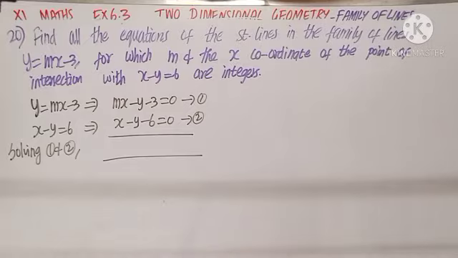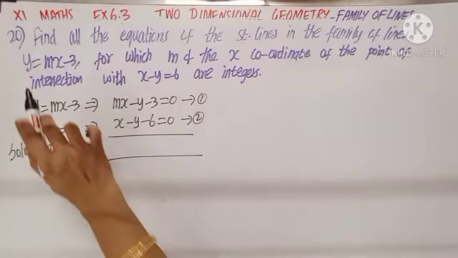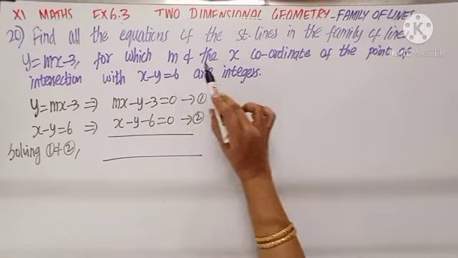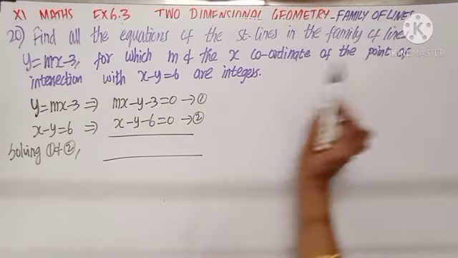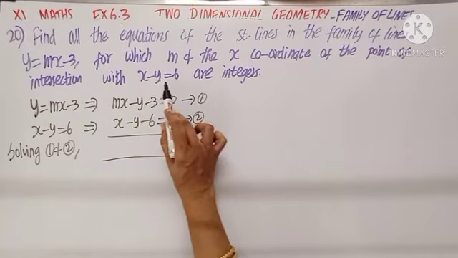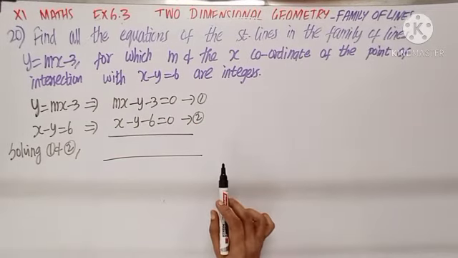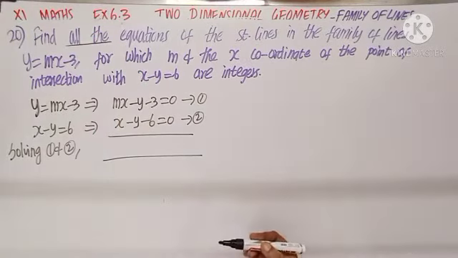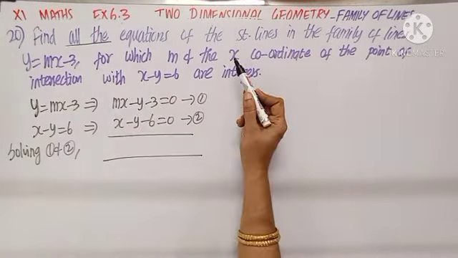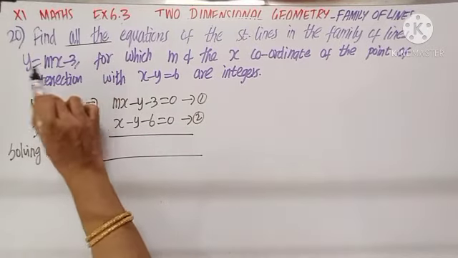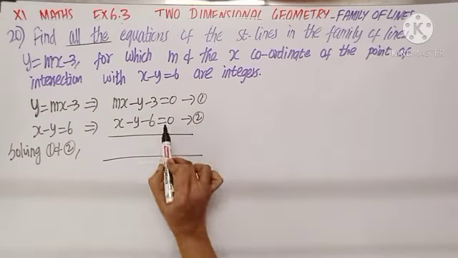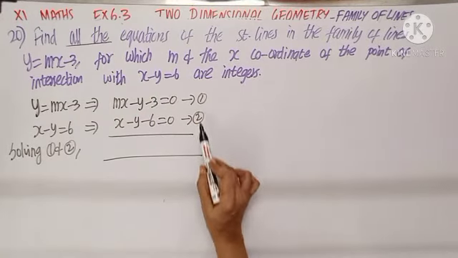Question number 20. Find all the equations of the straight lines in the family of lines y equals mx minus 3, for which m and the x coordinate of the point of intersection with x minus y equals 6 are integers. Notice the condition. We need all the equations. The given two lines, let us rearrange. mx minus y minus 3 equals 0. x minus y minus 6 equals 0. Name them as 1 and 2.